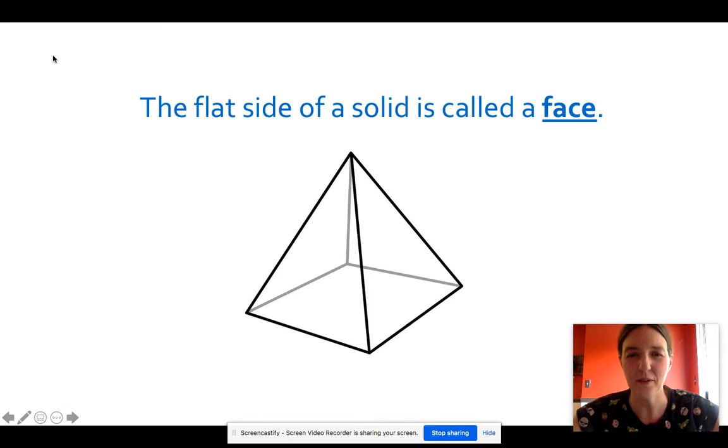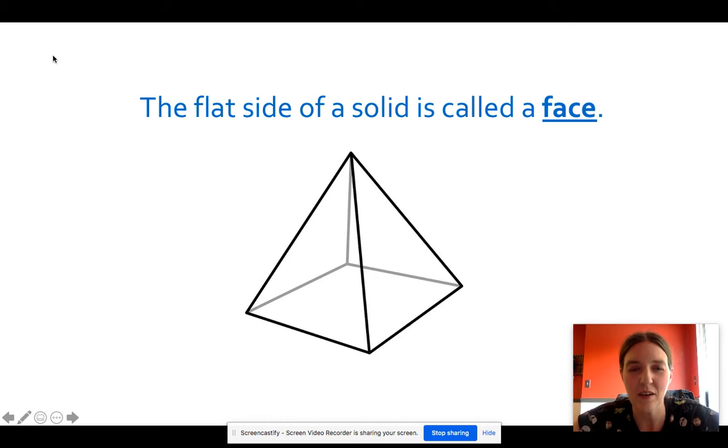Hey guys, so here's the second part of the video, all about faces, edges, and vertices. So what are those things? Well, they are things that we can count on different solid shapes or 3D shapes, and they can tell us a little bit about those shapes.